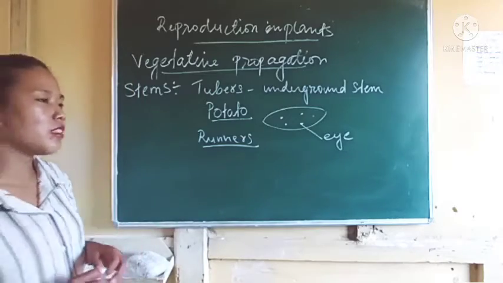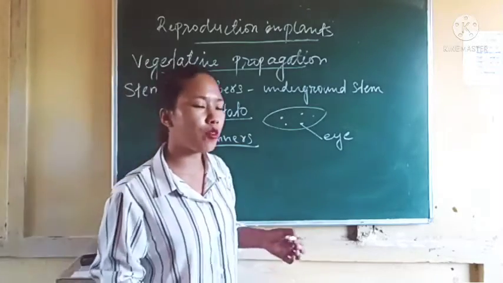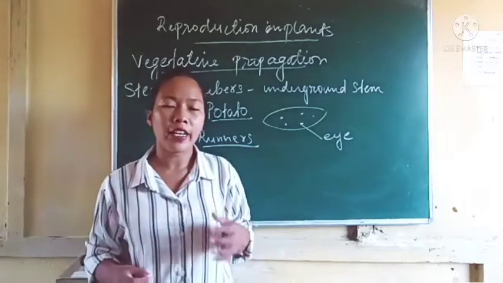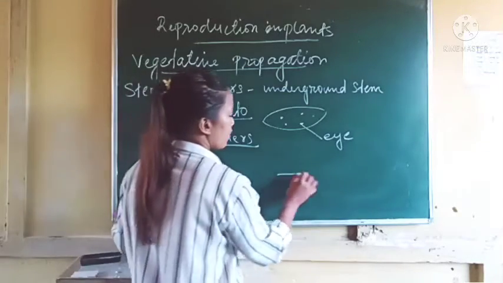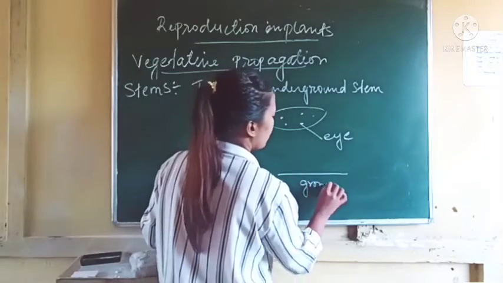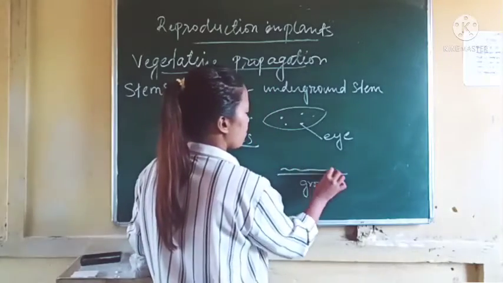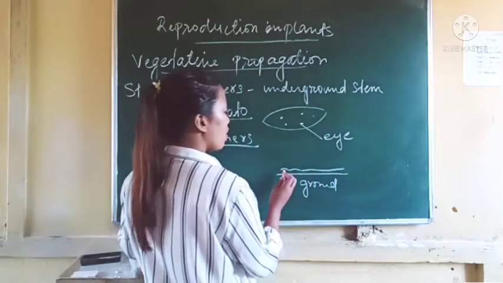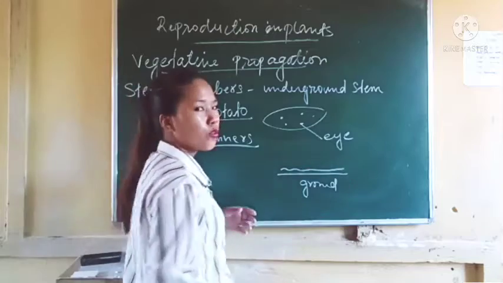Now the runners are also a stem only. But they grow horizontally. Suppose this is the ground. Then the runners grow like this. They don't grow vertically, but they grow horizontally.